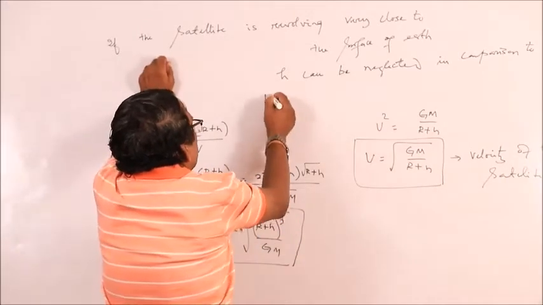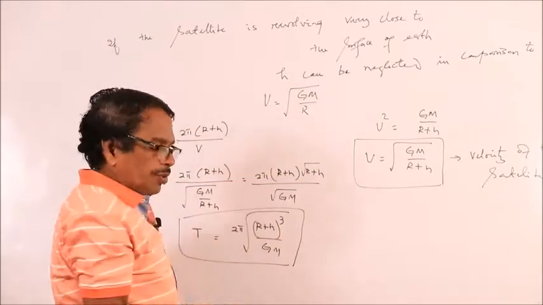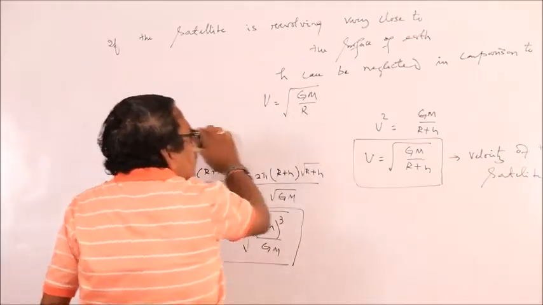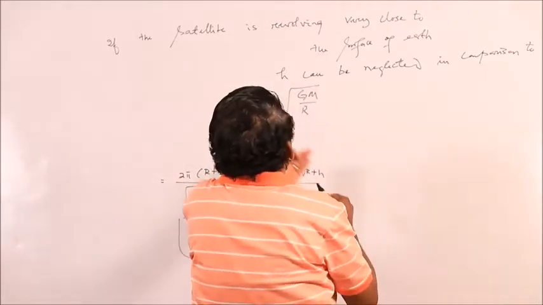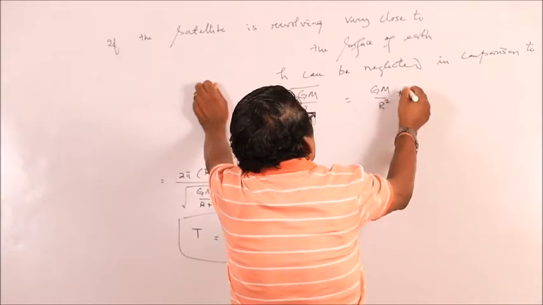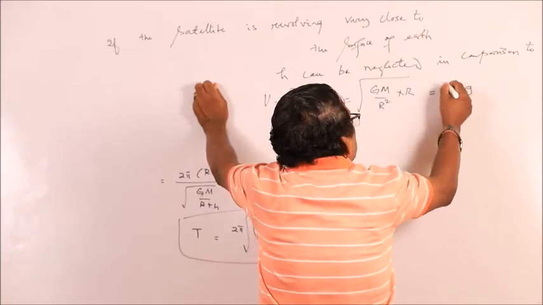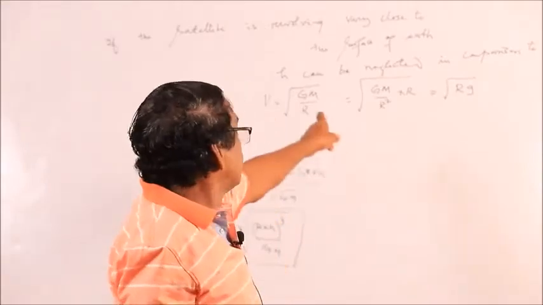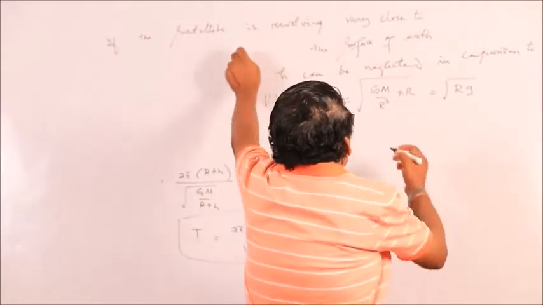So, v becomes root over G M by R, the velocity of revolution. We can write it like this, root over G M by R square into R. What is G M by R square? Small g. So, v is root over R g. Putting the values of R and g, this can be calculated to 8.4 kilometers per hour. So, R is equal to how much?